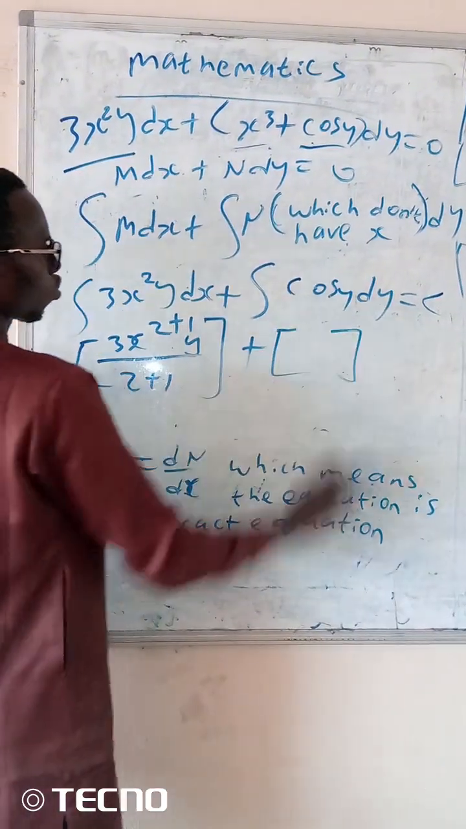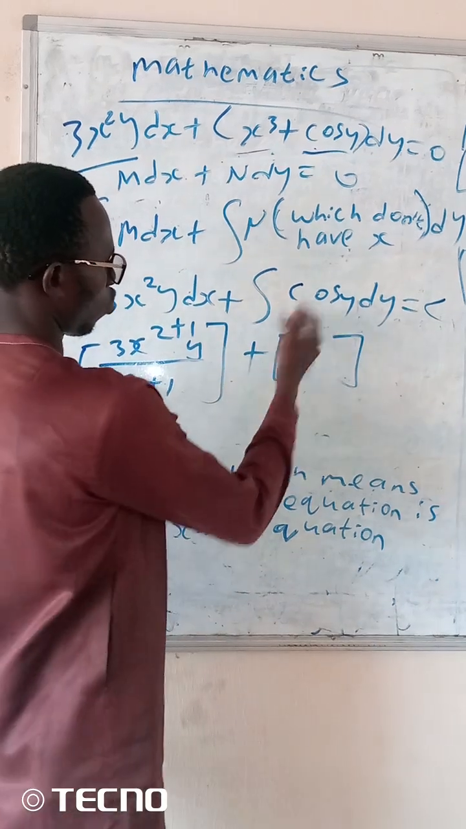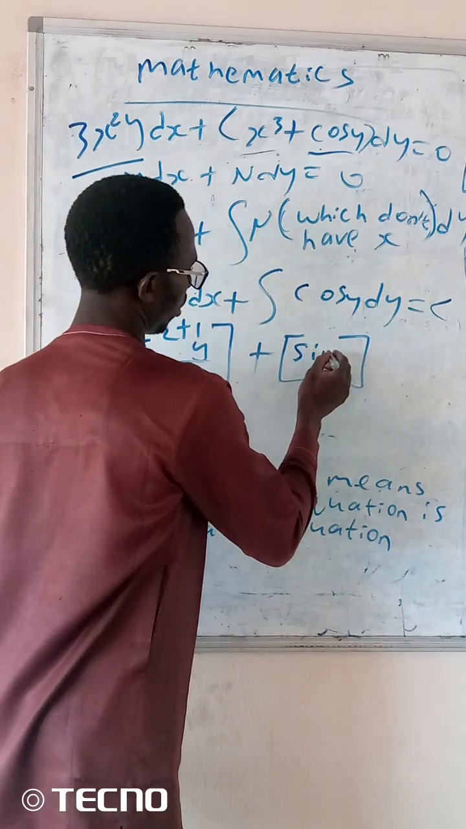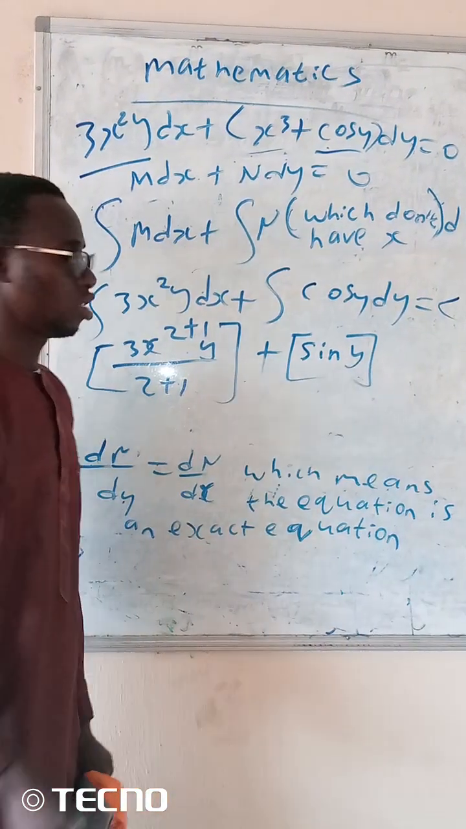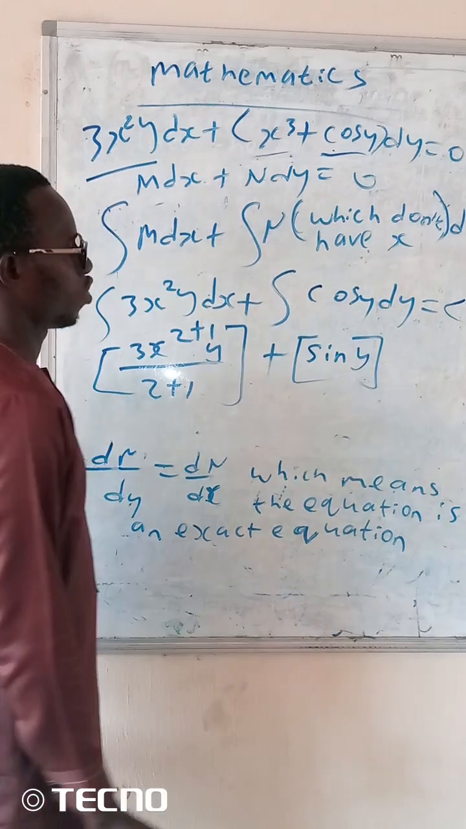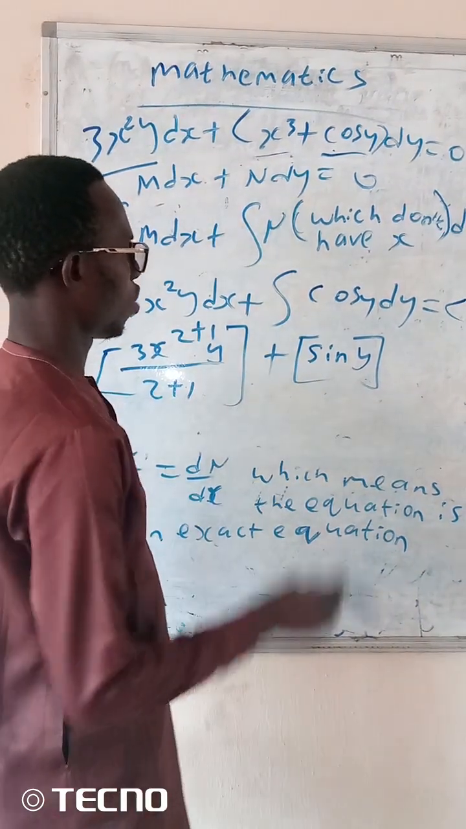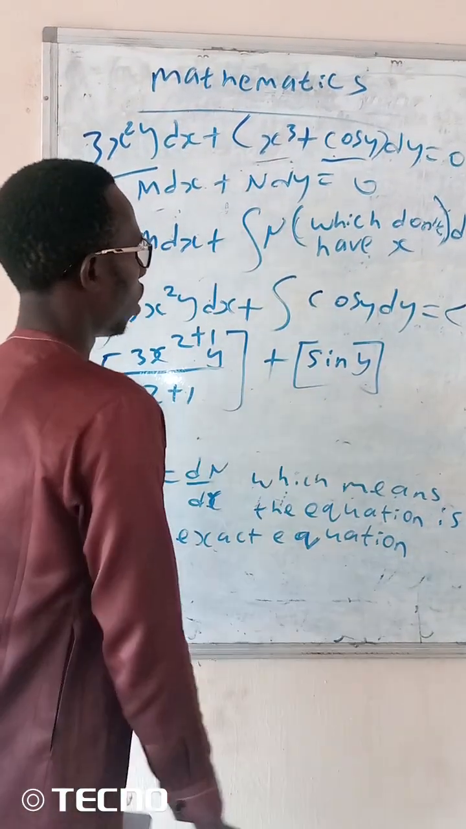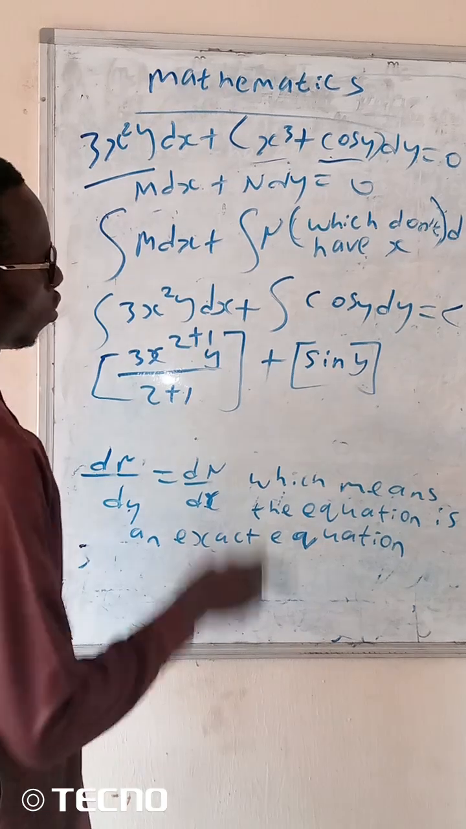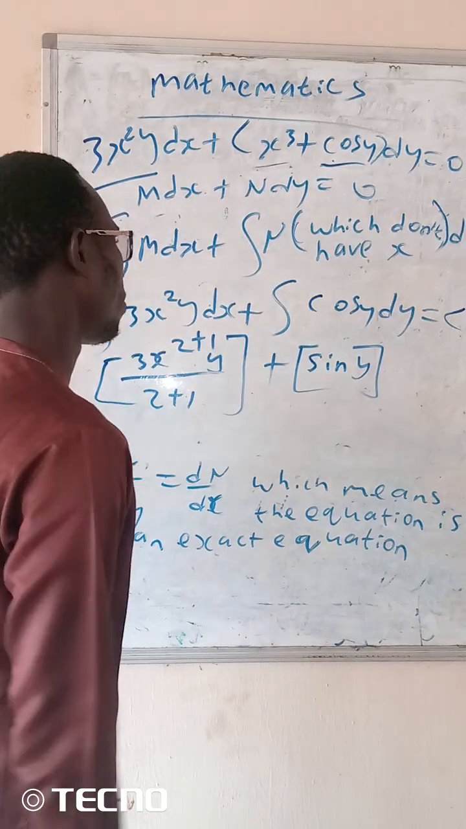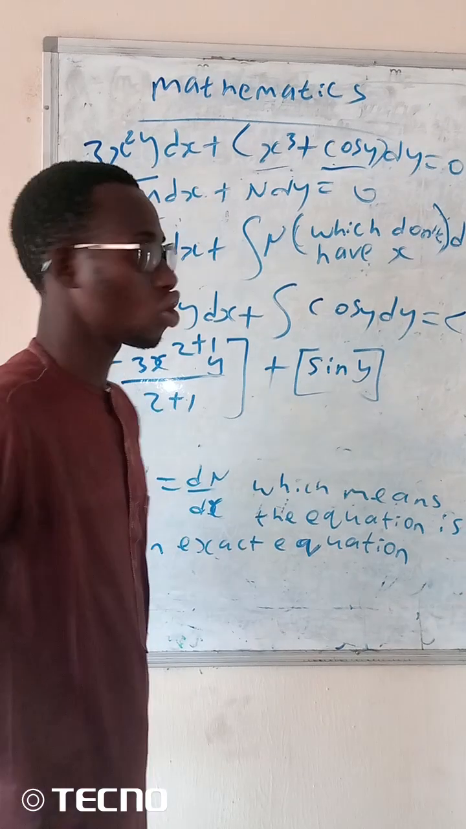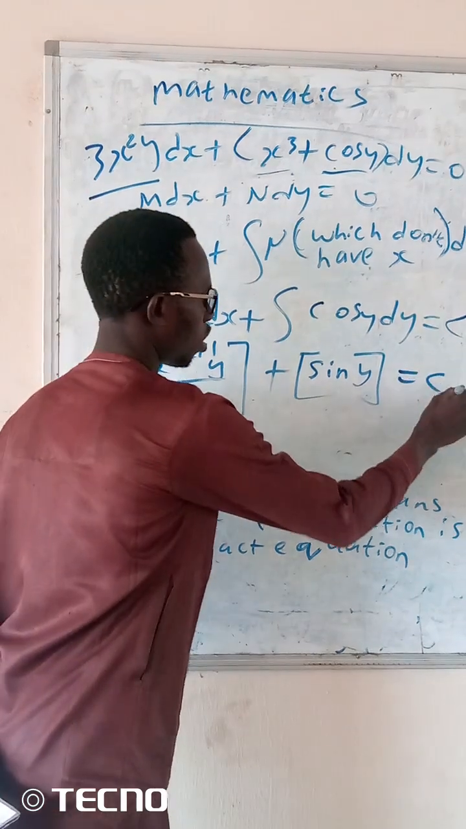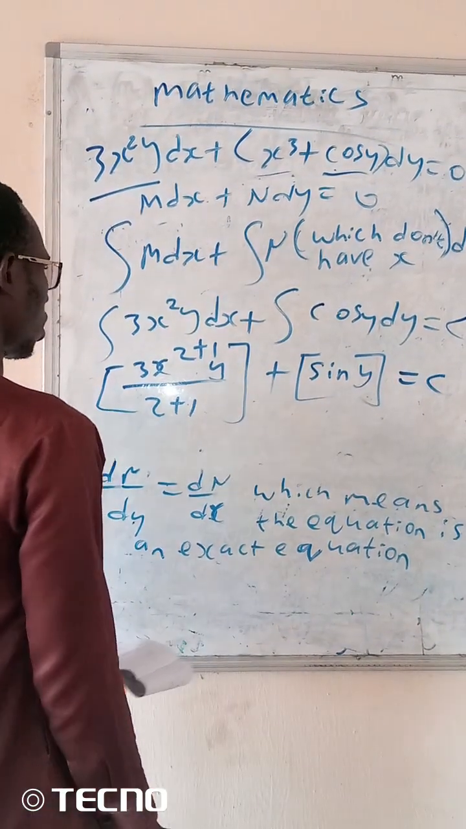The integration of cos y with respect to y. Integration of cos y is sin y. And differentiation of sin y with respect to y is cos y, and the differentiation of cos y with respect to y is minus sin y, because the integration is sin y. So everything equals a constant.